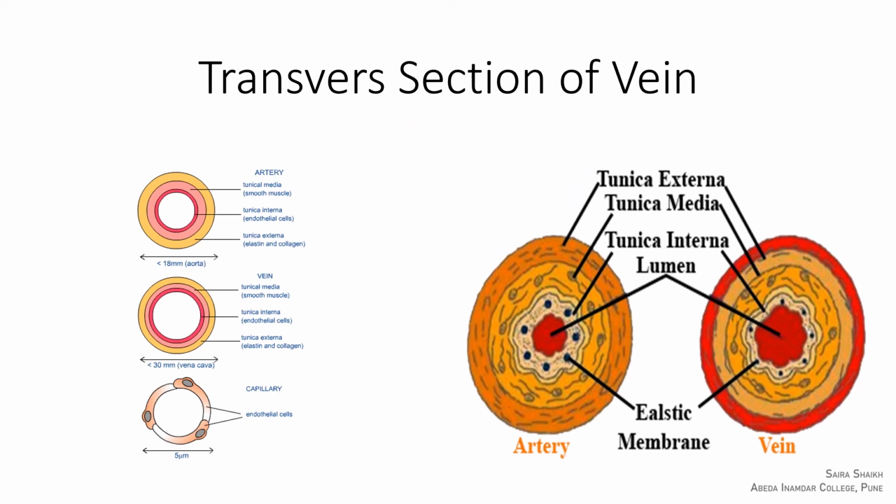Veins are the blood vessels which carry the deoxygenated blood towards the heart. Like arteries, the wall of the vein is also made up of three different layers: tunica externa, tunica media and tunica interna. Here the tunica media layer is thin, the muscle layer is thin, and that's why the lumen of the vein is broad. In the vein the blood pressure is low, and that's why there is a need for valves to carry the blood towards the heart.